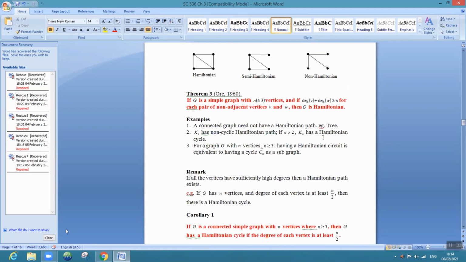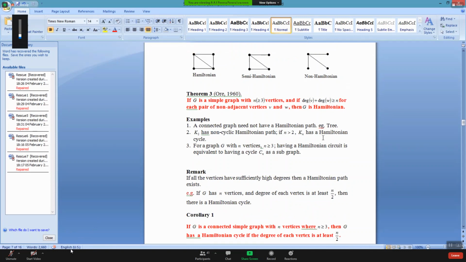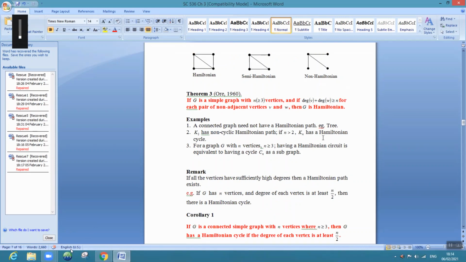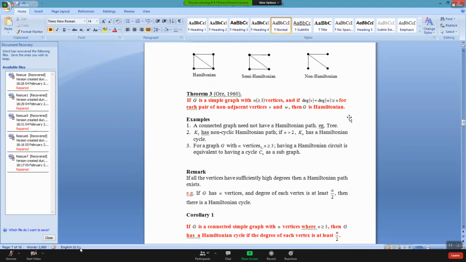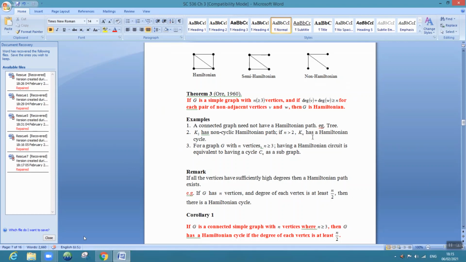Some examples. A connected graph need not have a Hamiltonian path. A graph being connected does not mean it has a Hamiltonian path. This one has no Hamiltonian path. K2, a complete graph, is just a line. But for Kn, any complete graph you take, there is a Hamiltonian path. An example of a Hamiltonian graph is a complete graph, like K3.